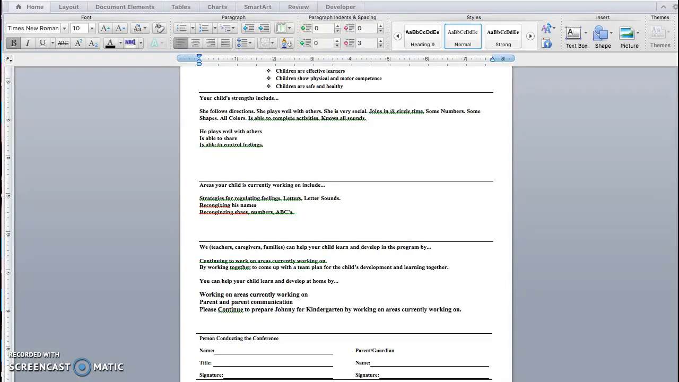Another one was, please continue to prepare Johnny for kindergarten by working on areas currently working on. That one is a little confusing because I'm not sure what areas he's working on, because they're not specific enough in your child's strengths, including in the areas that they're working on. This sentence to me is not clear, because when you have things like this, able to share, able to control feelings, recognizes his name, recognizing shapes, numbers, and ABCs, that's not specific to me on what he needs to know for kindergarten or what he's working on.